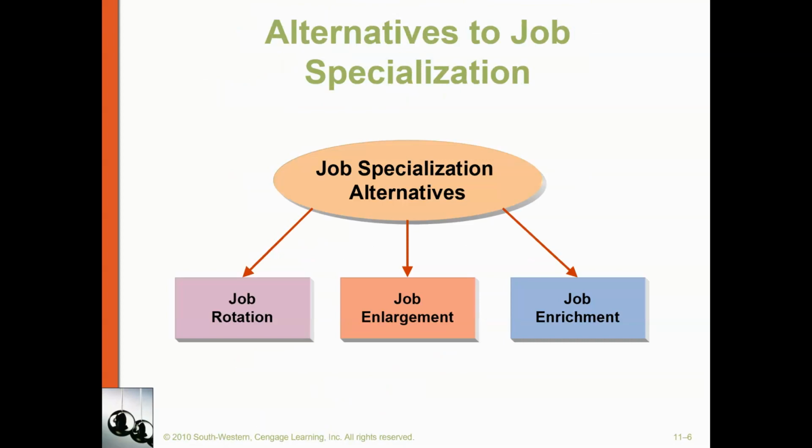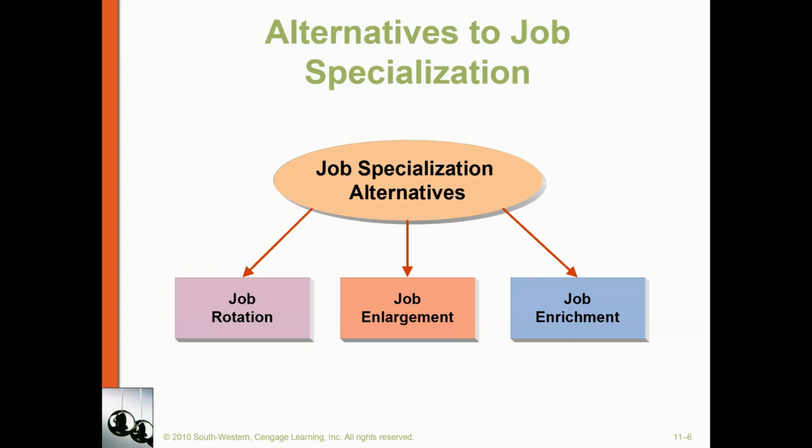So here are the alternatives to job specialization. We can rotate people through jobs. Job rotation would be systematically moving employees from one job to another in an attempt to reduce that boredom. So when I worked at Burger King, I wouldn't always work on Burger Board or Whopper Board. They would rotate through so that you got some variety.